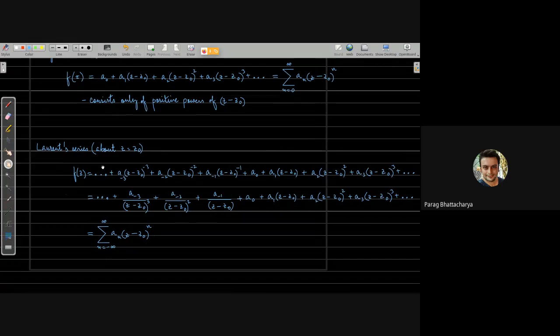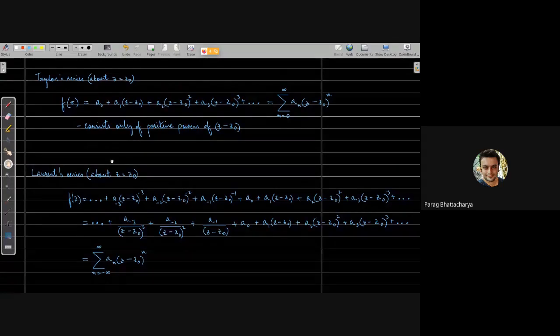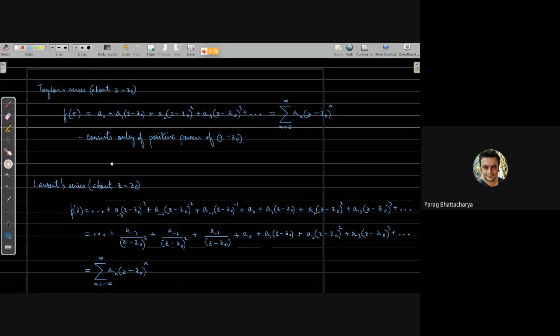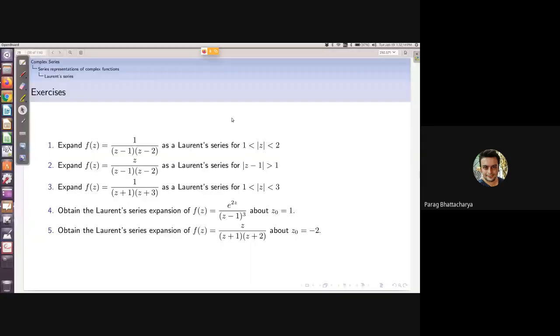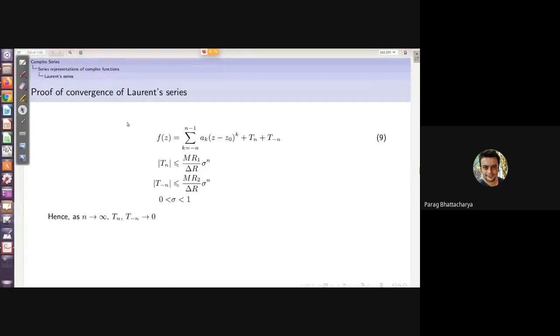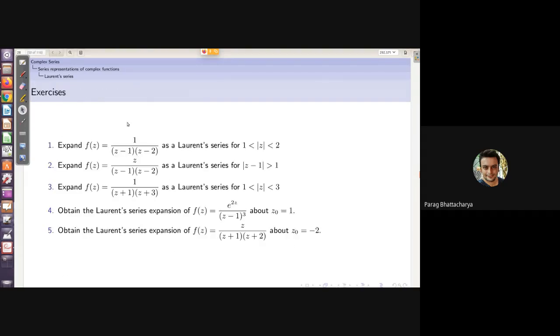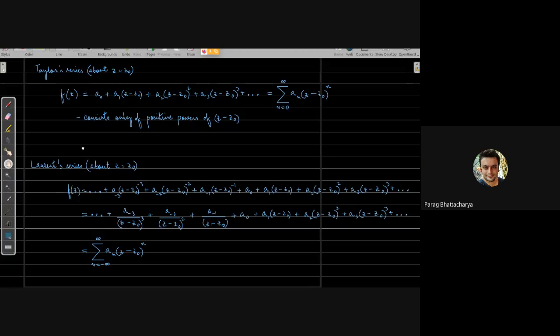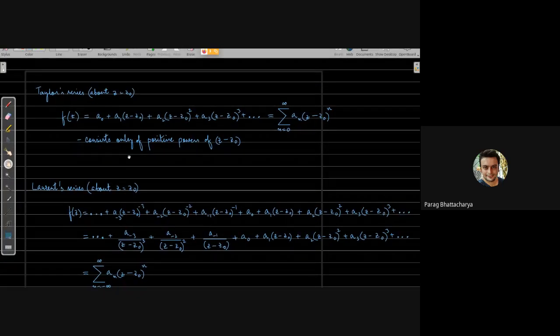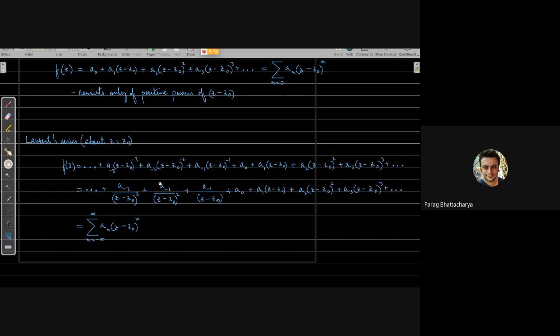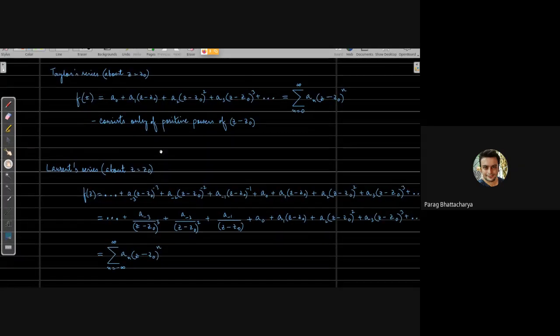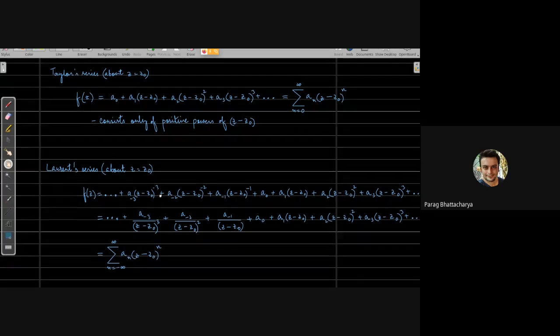Remember, we will be able to get a Laurent series expansion in case the function has some kind of singularity, that is, the function is not analytic at some point. Is that clear? If the function is analytic everywhere, you can just go for a Taylor series expansion. In a way, this Laurent series is a generalization of the Taylor series. Taylor series is a special case of the Laurent series. Laurent series takes care of the scenario where the function is not analytic about z equals z naught. In fact, Taylor series is also a kind of Laurent series only. Is that clear?